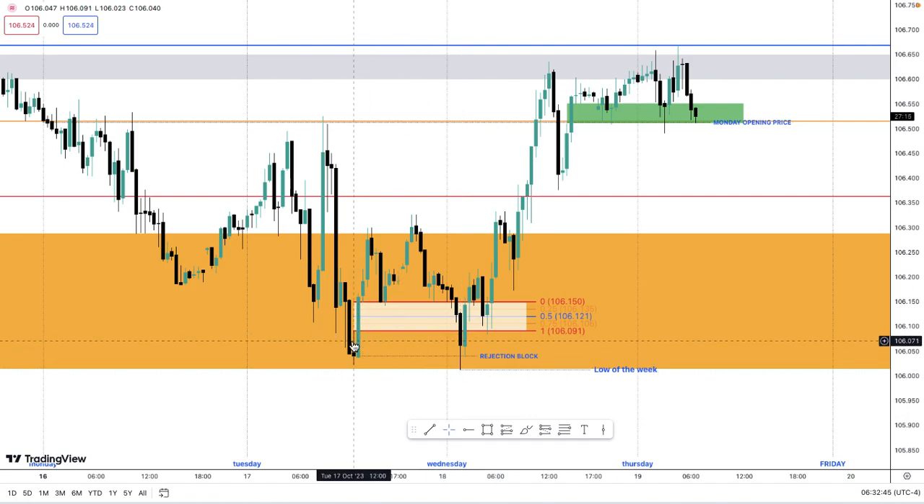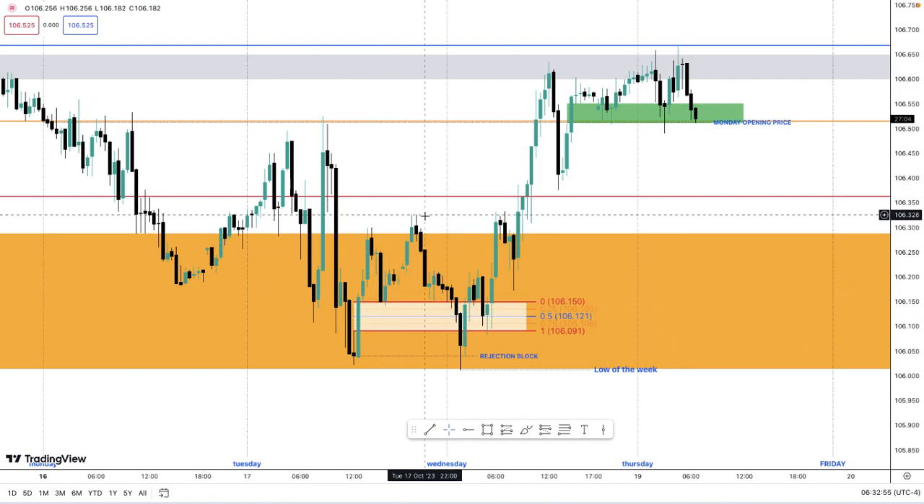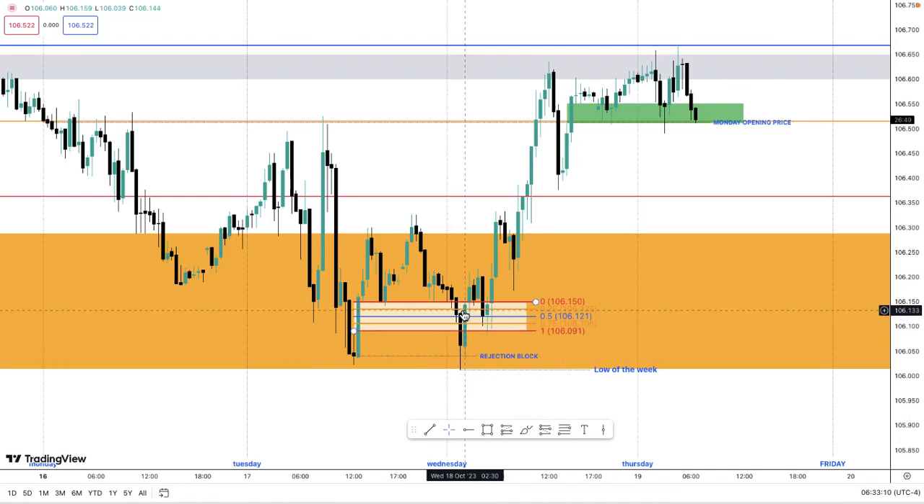So I just want to draw attention to this fair value gap. You can see this fair value gap. Once price is trading above it, it is supporting price. Once price trades below it, it only closed once, and then the next candle found support, opened, found support at the rejection block, and closed back into the fair value gap.